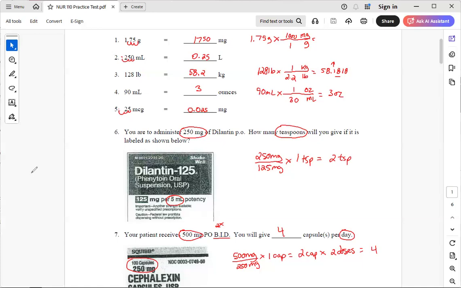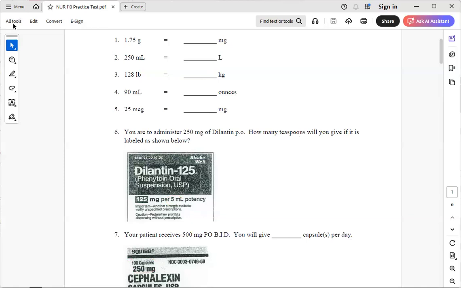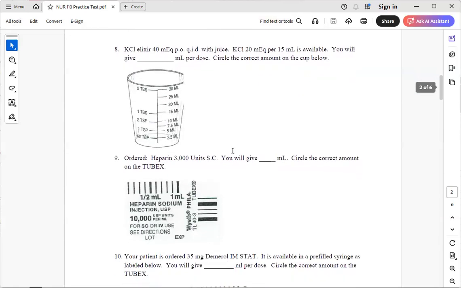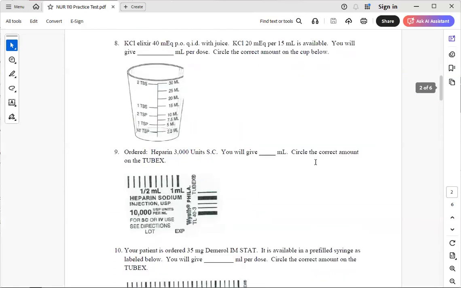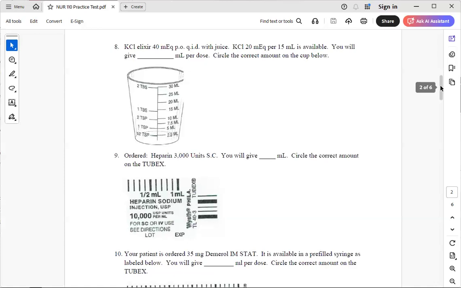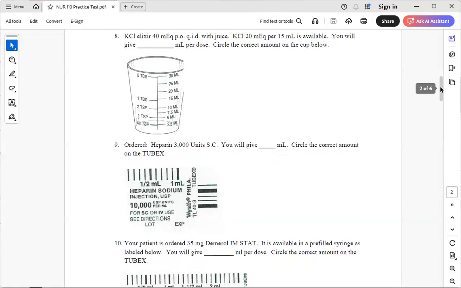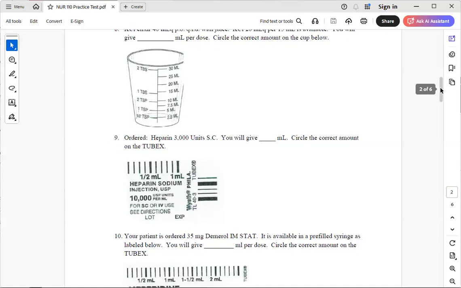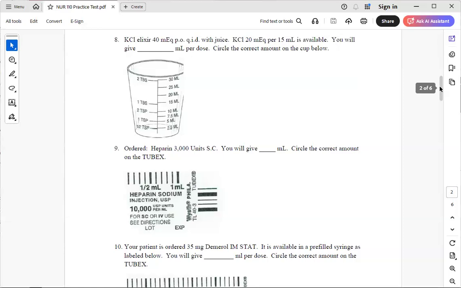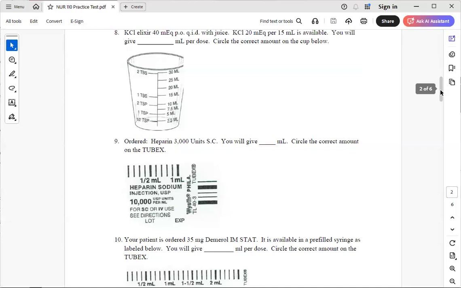All right. All righty. Now to the next set of questions. I think I can get that number 10 in here too. Let's see. And not quite. Oh, there we go. Perfect. Okay. So let's work through 8, 9, and 10.